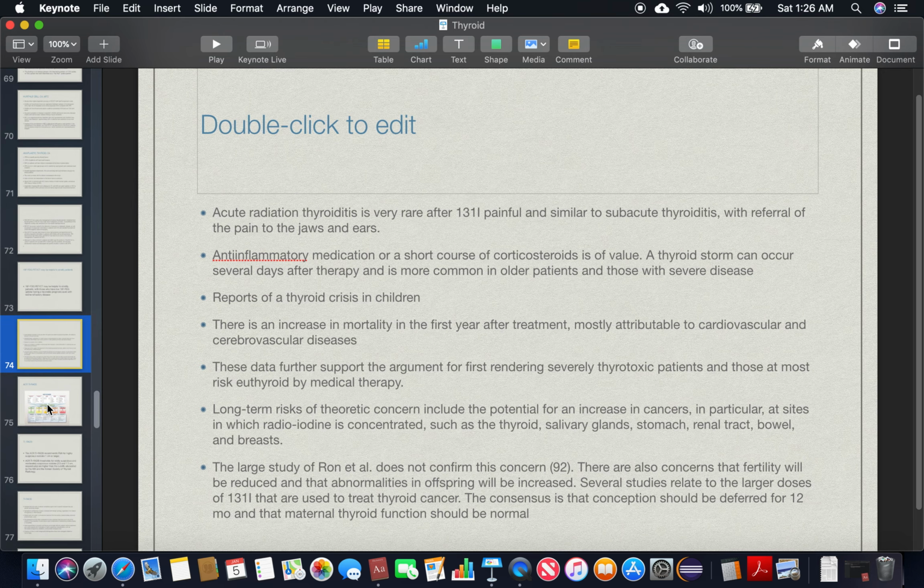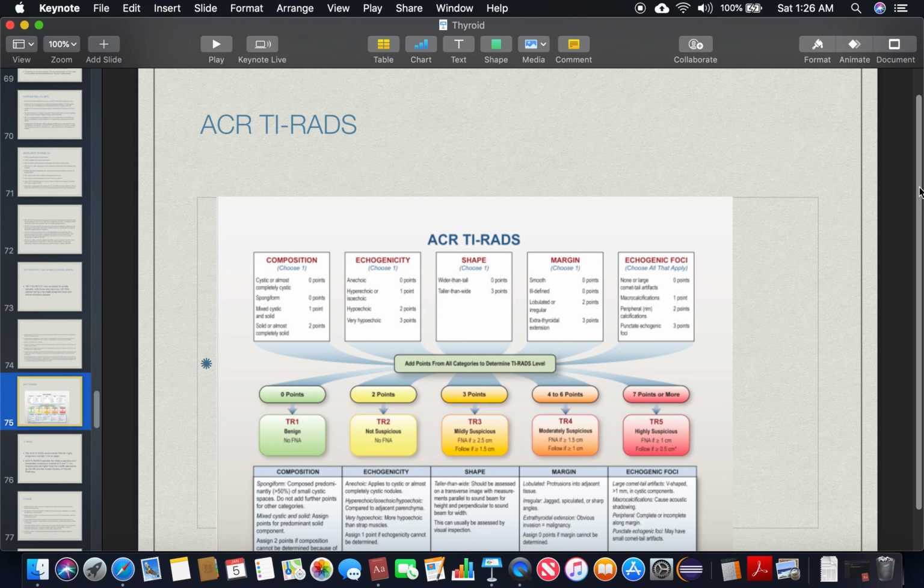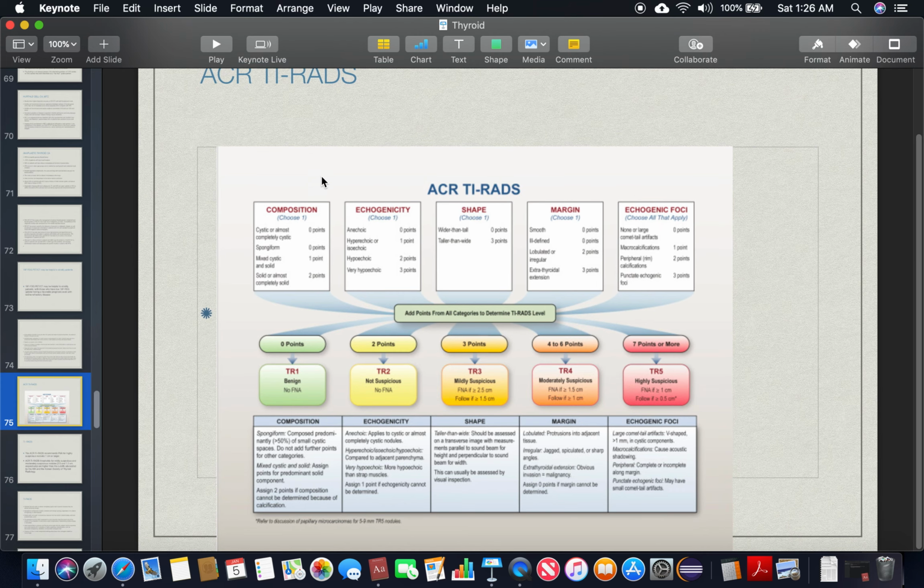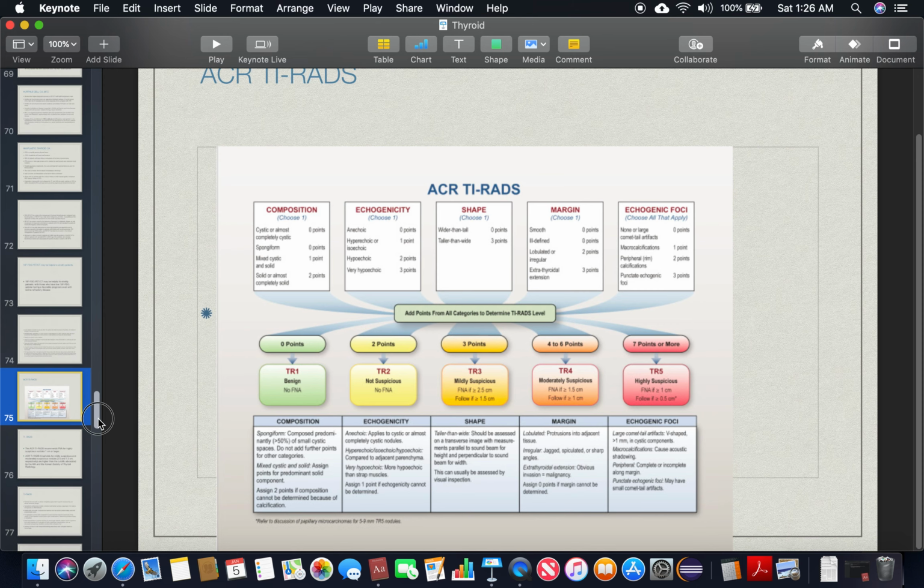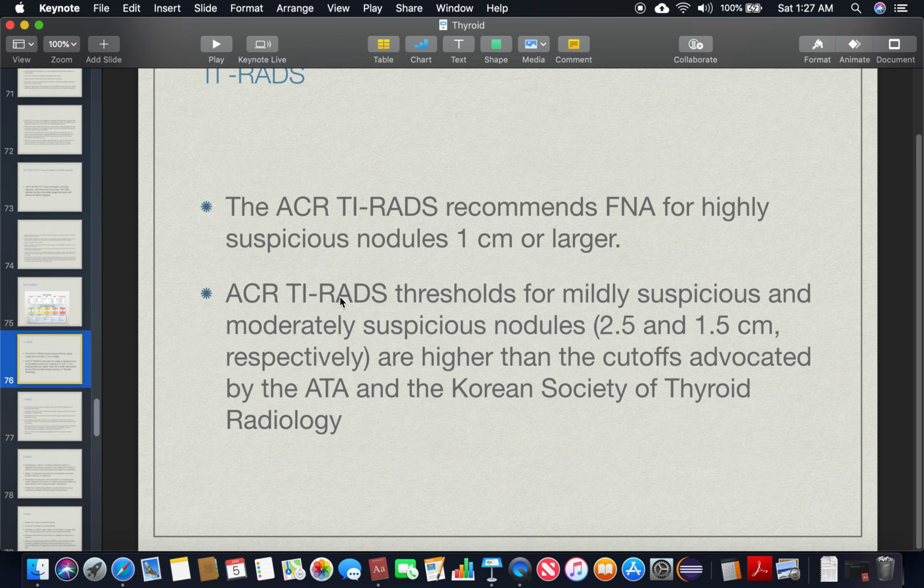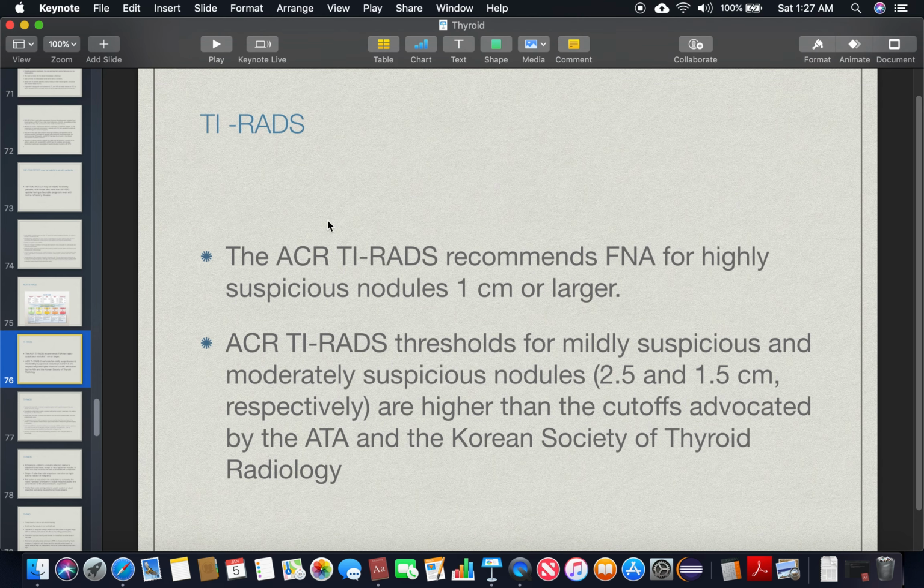I'm going to talk briefly about the Ti-RADS. This is from the ACR website. So I will talk more about the variety and the different classifications. So the Ti-RADS recommend FNA for highly suspicious nodules which are 1 centimeter or larger, and the Ti-RADS threshold for mildly suspicious is 2.5 centimeter, and the moderately suspicious nodule 1.5 centimeter.